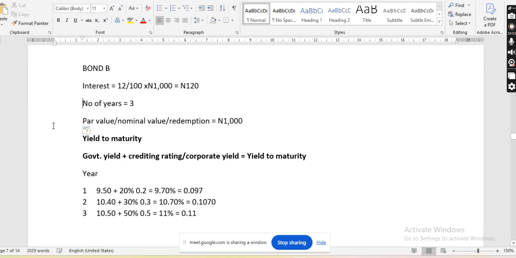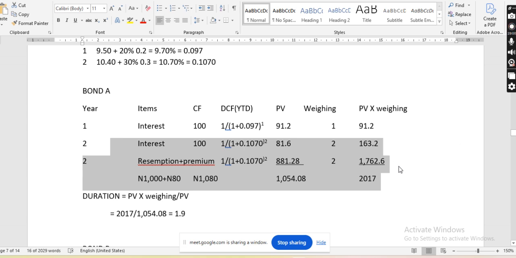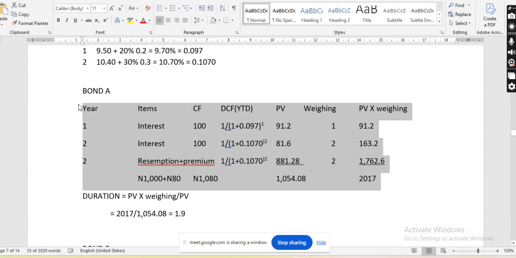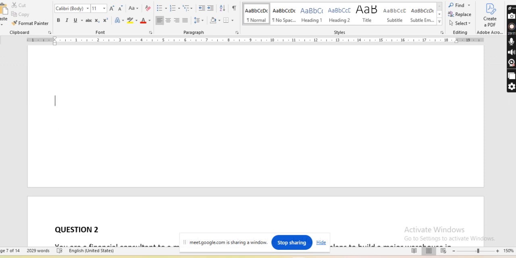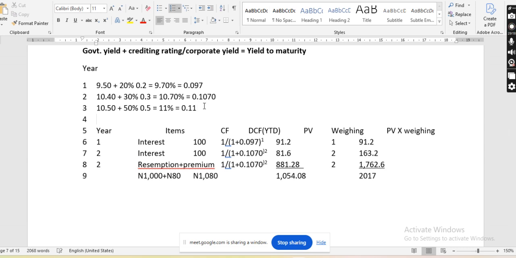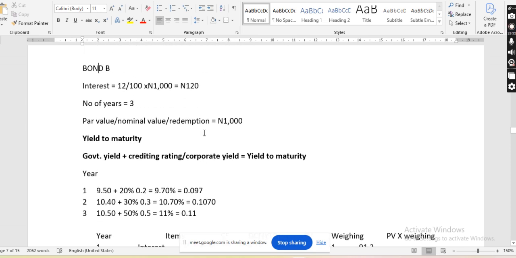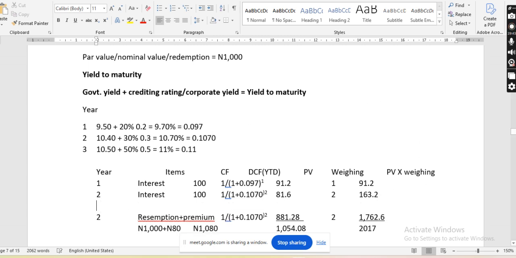So what do we have here? Quickly, we'll just copy this. We'll not waste much of your time. This will not take much of our time. Bond B, the duration of the bond. Year one is up to year three, so year one to three. What is the interest? The interest is 120. We'll quickly pick it up. I can shift this 120.